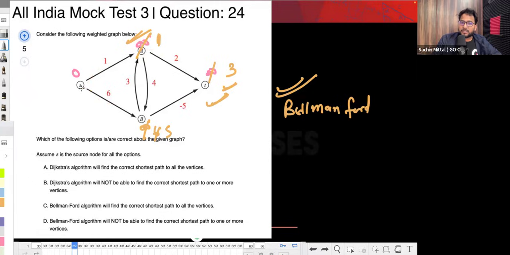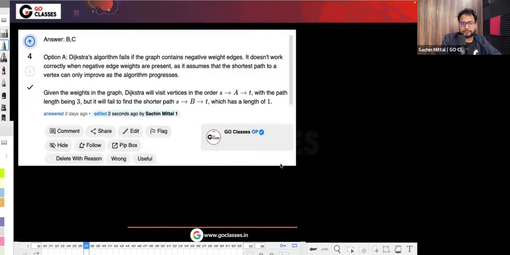But in reality, actually, the minimum path is this, right? I mean, the 3 is not the shortest distance. The 1 is the shortest distance. So Dijkstra will not be able to find. Bellman-Ford will be able to find. So that's why B and C are the correct answers. Okay, B and C are the correct answers. Is this fine to everyone? Okay.